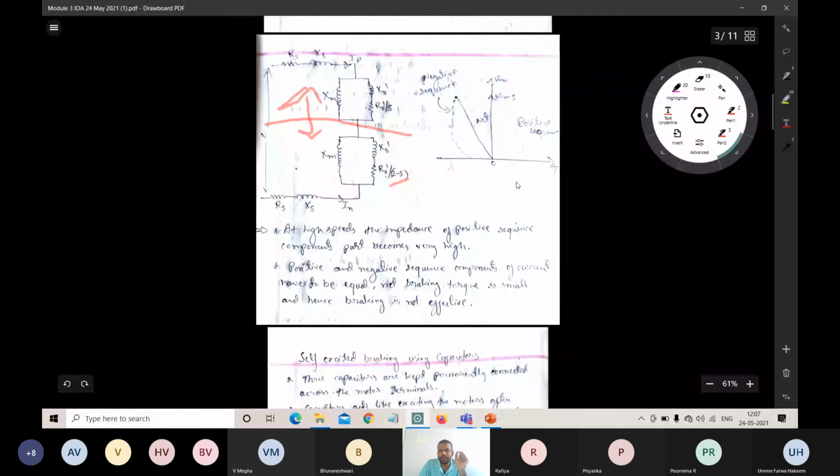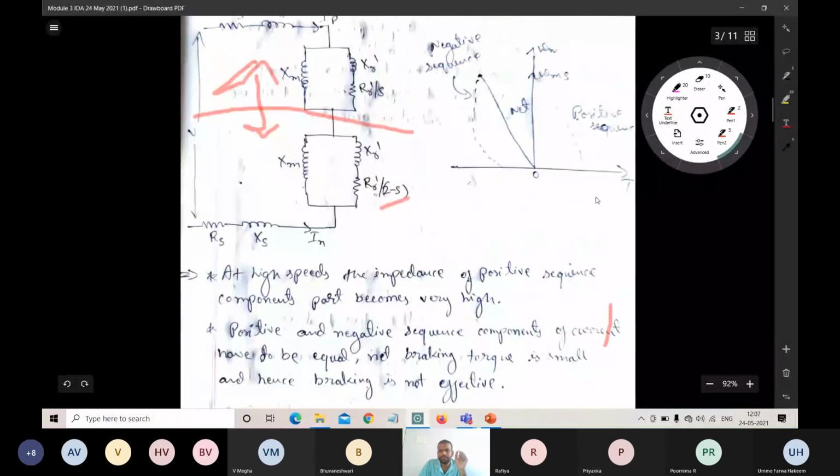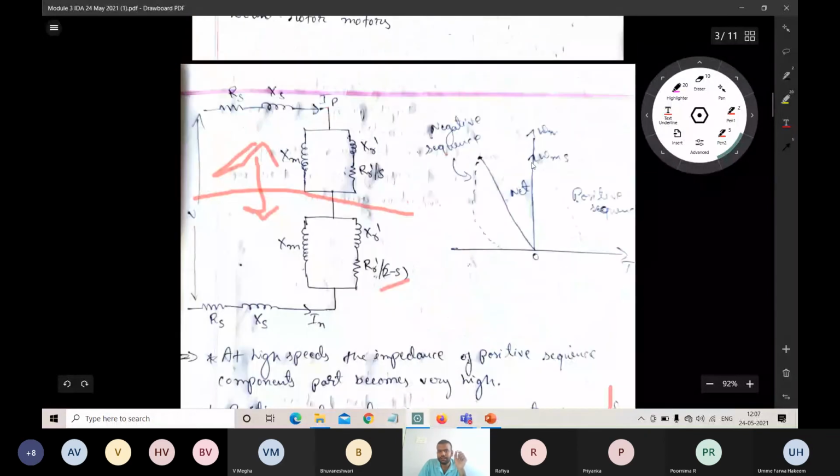So you can observe the speed torque characteristics. This will be for the positive sequence. The speed torque will be positive for the positive sequence, and the characteristic will be like this, and for the negative sequence it will be like this. If you combine both the positive sequence and the negative sequence, the torque characteristic will be like this. So this would be our net torque.